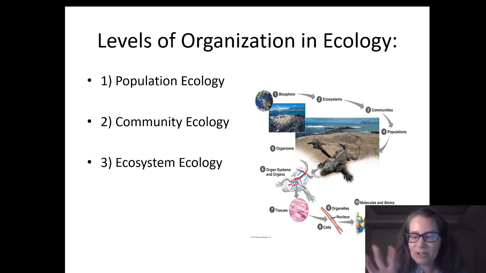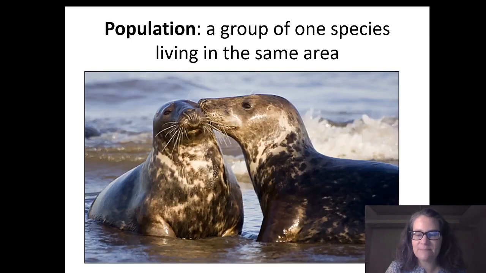But just looking at an overview, population ecology is the interactions of one species. Community ecology is the interactions of two or more species, or all the living things in a particular space. And ecosystem ecology throws on non-living factors. So it is the interactions between living things and abiotic or non-living factors that influence them. So with each of these levels, we get more and more complicated. Today, we're going to start with population ecology.